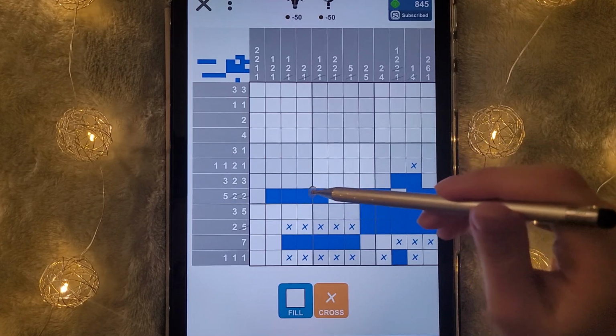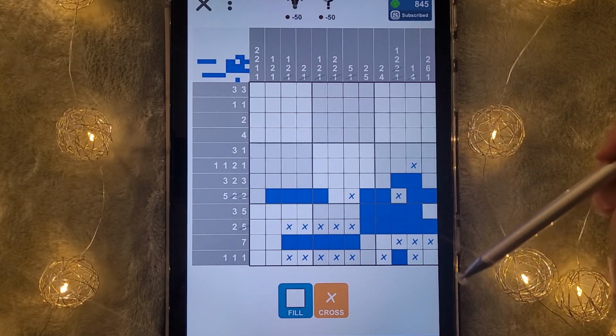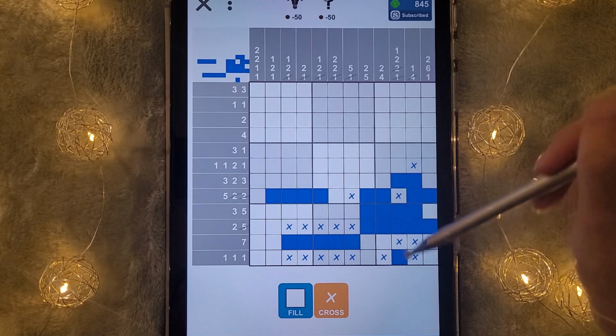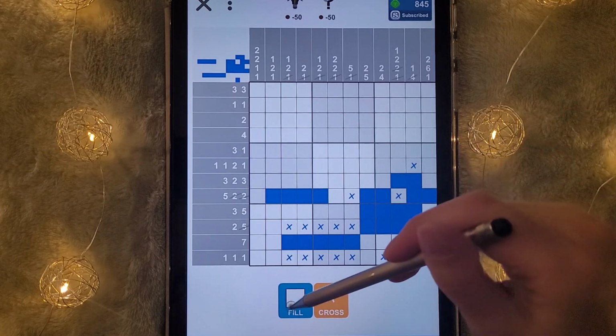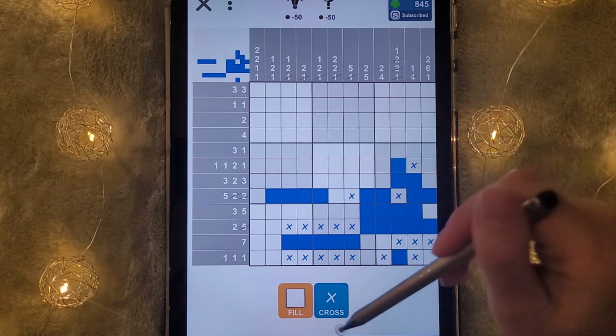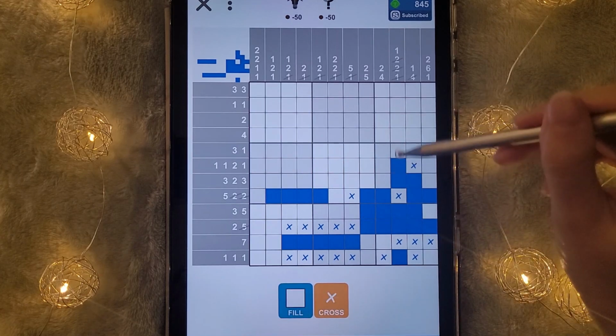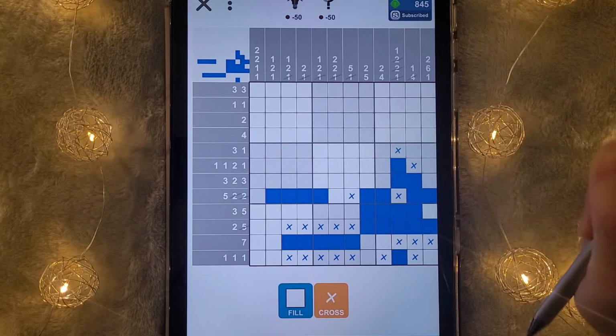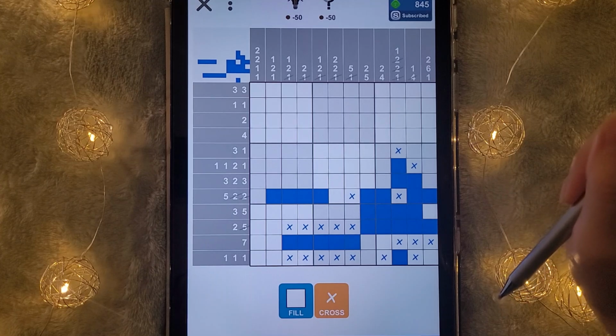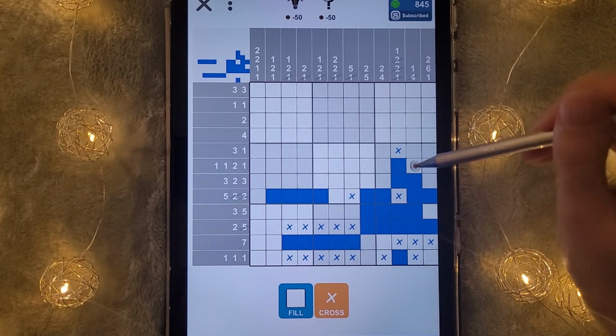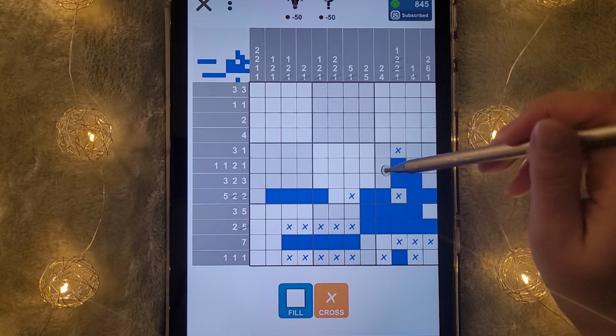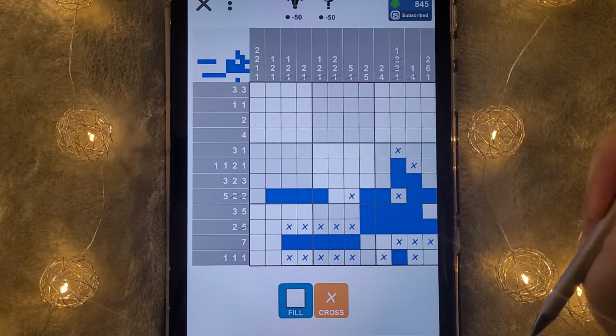Now let's see where we're at. So I've done a 1, 2, and then I know that this next one is a 2 in the row, or in the column. So let's do the 2, and then we'll put an X there. And then this one I'm not sure whether it's going to be a 2 or just end here with the 1, so we're going to leave that as is.